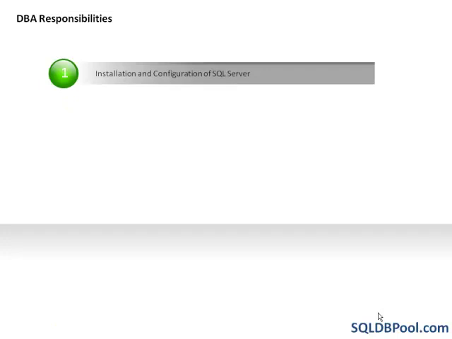Now we are going to the next slide. Here I am going to explain each responsibility of the DBA. First one is installation and configuration of SQL Server. Here you have to install either a standalone server or a clustered SQL Server. Again, after the installation, you have to configure the SQL Server, for example, memory, CPU, affinity mask. These are all the kinds of parameters a DBA has to configure.